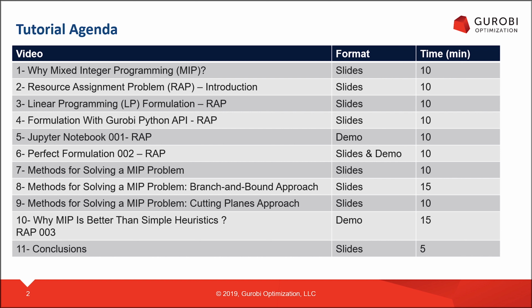In video 10, basically what we are going to do is to give you a demo where we are going to try to generalize and scale up the resource assignment problem, and to show you that MIP technology is much more superior than using simple heuristic to solve this type of combinatorial problems.